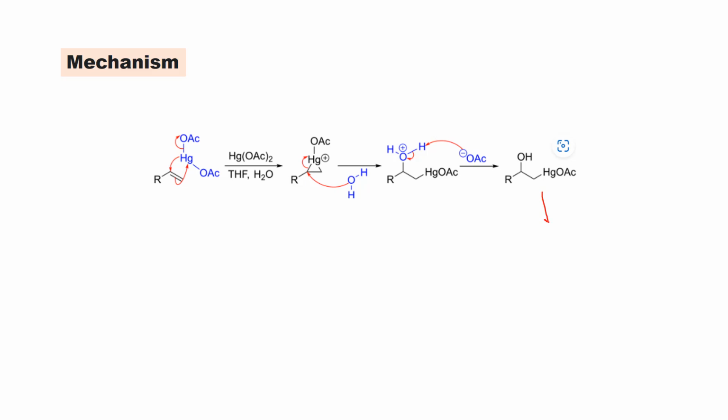After that, if you perform a reduction, that H minus will substitute the Hg from the system and we will get the alcohol. But this is not as stereospecific as hydroboration, but here you always get an alcohol following the Markovnikov rule.